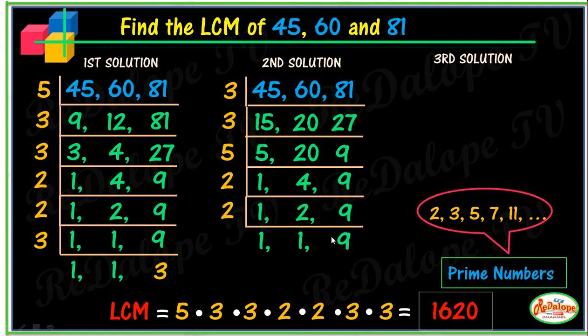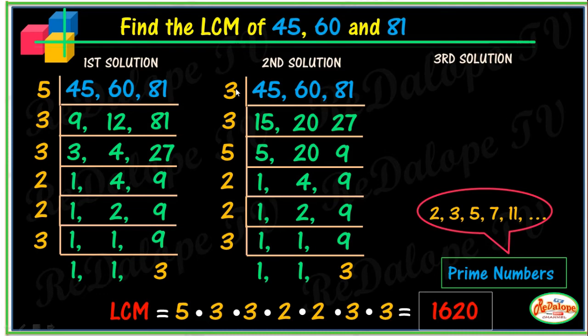Now 9 is not a prime number, so we'll divide it again by 3. So this time, 1 divided by 3 cannot be divided, so bring it down here. 1 divided by 3 cannot be divided. 9 divided by 3, that is simply 3. Now, kung mapansin natin, 1, 1, 3 are co-prime na. So we can multiply the prime divisors by the prime quotient to obtain the least common multiple, and that is the same as 1,620.